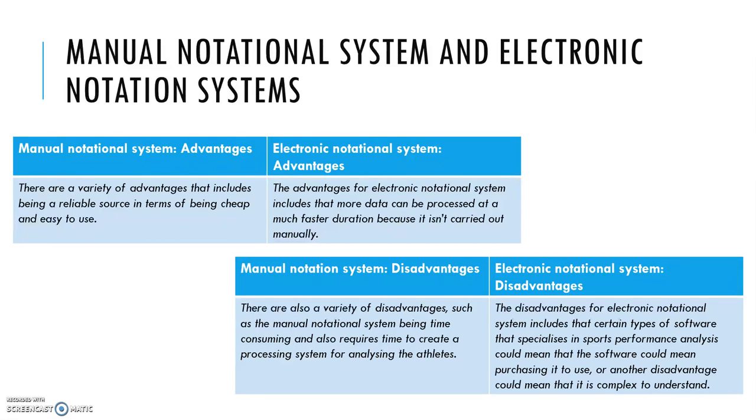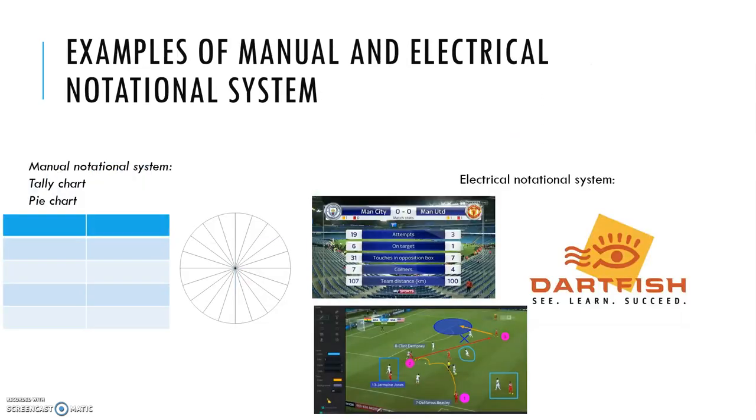The disadvantages of the electronic notational system include that certain types of software that specialise in sports performance analysis could mean purchasing. So pretty much with some websites you'd have to buy it before you can actually use it, and it can be complex to understand, so it can actually be hard to understand, and this could be time consuming as well in terms of your analysis.